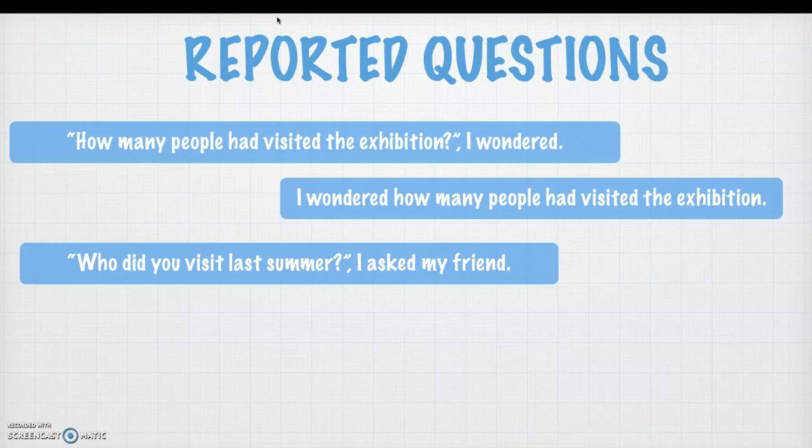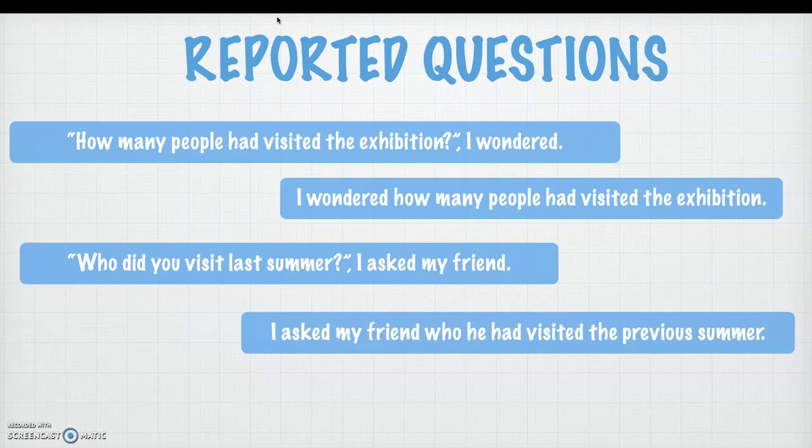Yes, again, I asked my friend who. I am asking my friend, did you visit? So my friend is, if it's a boy, who he. If it's a girl, who she. The past simple becomes a past perfect: who she had visited the previous summer or the summer before. I asked my friend who he had visited the previous summer. Again, I asked my friend who she had visited the previous summer is correct too.